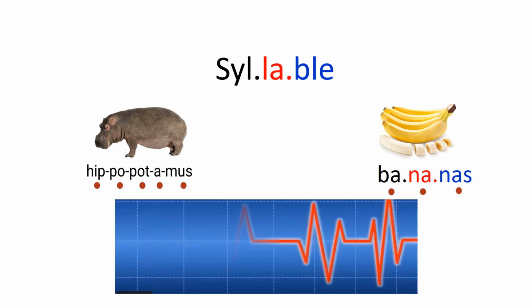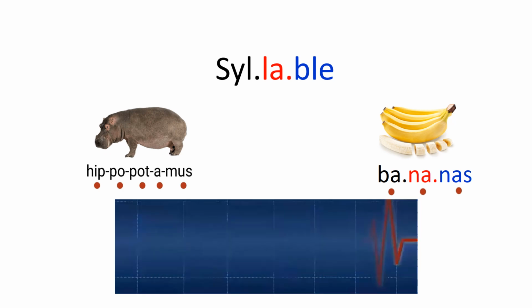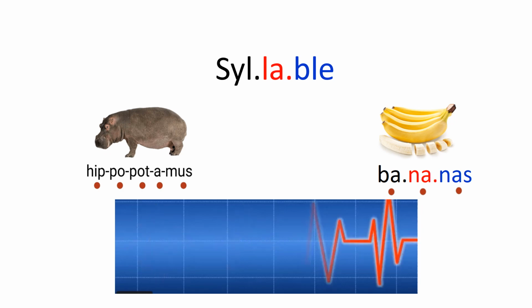Syllables play a crucial role in how we pronounce words and in the rhythm of our speech. They help us break down words into manageable parts, making it easier to spell, read, and learn new vocabulary. Let's dive into how this works.